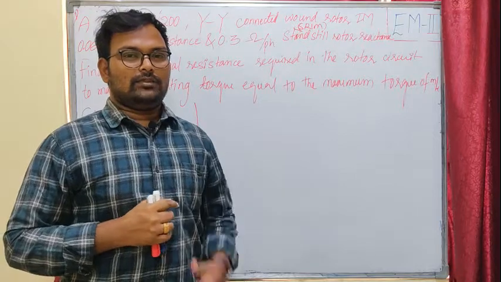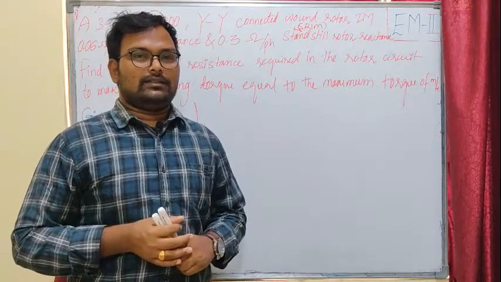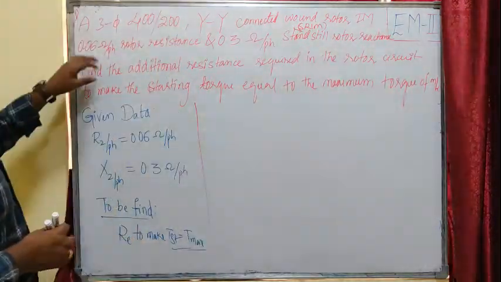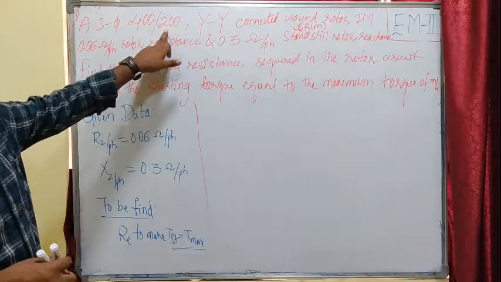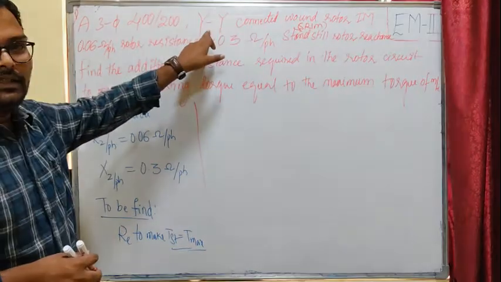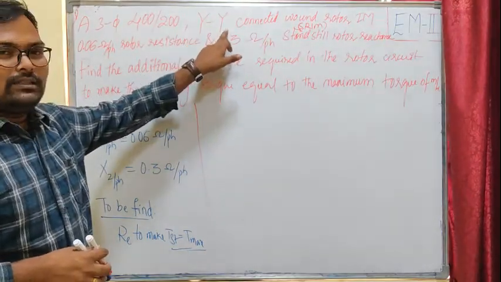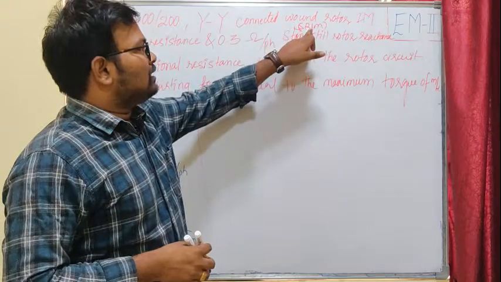Hello students, let us do some problems on our previous lectures. So I am going to take one problem. A three phase 400 by 200. 400 means stator supply, 200 means rotor supply. Star to star, that means stator is star connected as well as rotor is star connected. Wound rotor is nothing but slip ring induction motor.